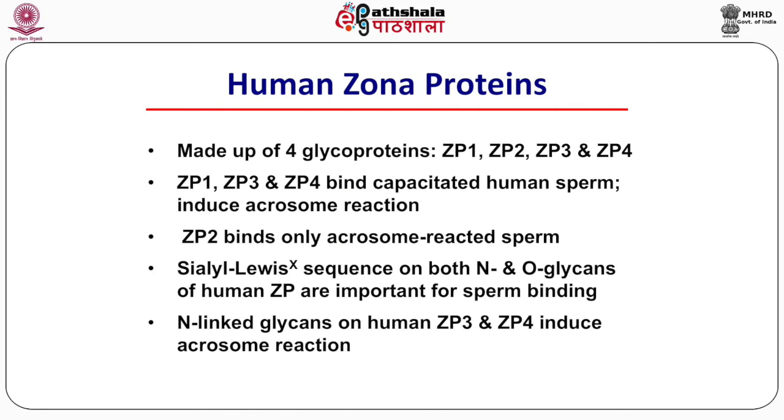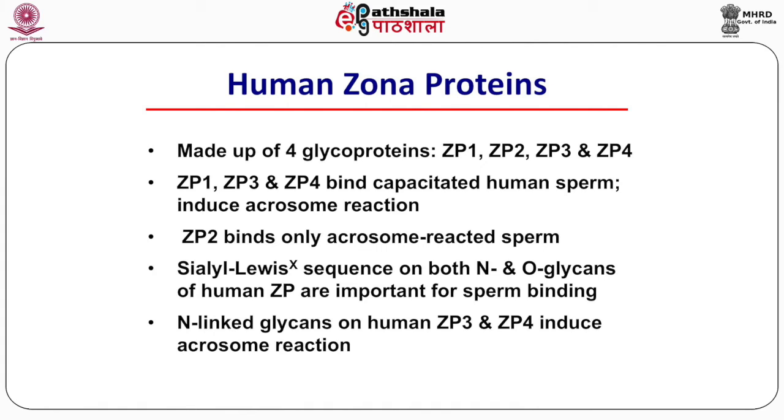The human zona pellucida is made up of 4 glycoproteins which are named as VP1, VP2, VP3 and VP4. VP1, VP3 and VP4 bind the capacitated human sperm and allow it to induce the acrosome reaction, whereas VP2 can bind only acrosome reacted sperm. So, this ensures that only sperm which have undergone all the maturation process can bind and fertilize the oocyte.